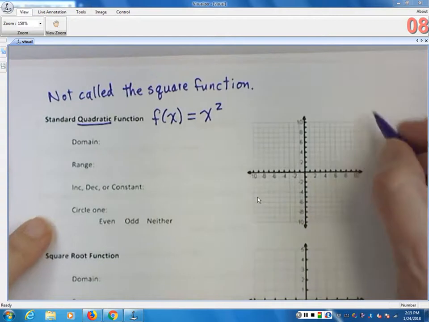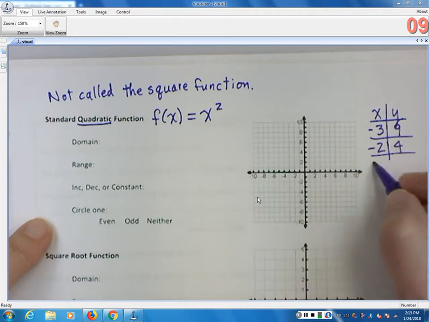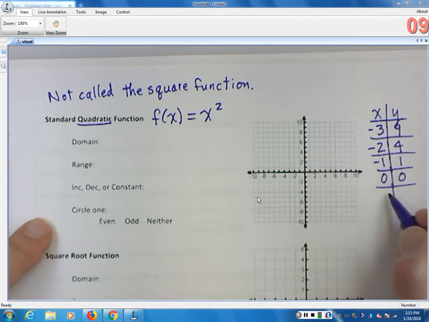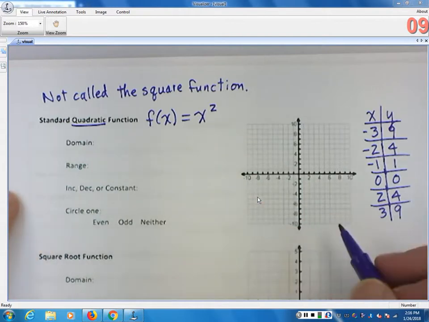And so if we make a table of values, if we have negative 3 and square that, we get positive 9. Negative 2 squared is 4. Negative 1 squared is 1. You can do that on your calculator. 0 squared is 0. And 2 squared is 4. And 3 squared is 9. I skipped 1, but I know it's there. This is called a parabola. The graph is called a parabola.